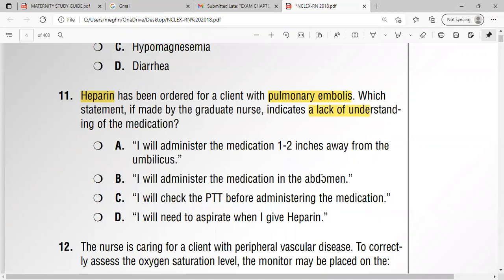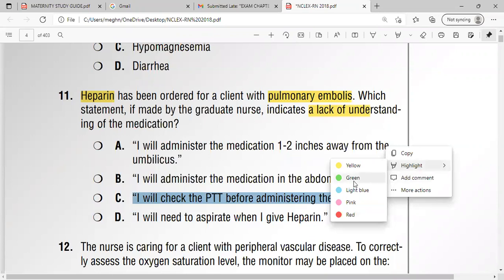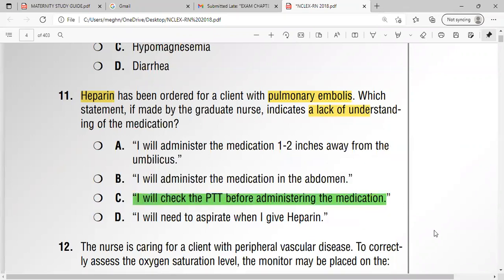So which statement made by the graduate nurse indicates a lack of understanding about the medication? The correct answer is C. Why is C the answer? C indicates a lack of understanding of the correct method of administering heparin. And A, B, or D indicate understanding and are therefore incorrect. I will check the PTT is not the correct answer for heparin particularly.